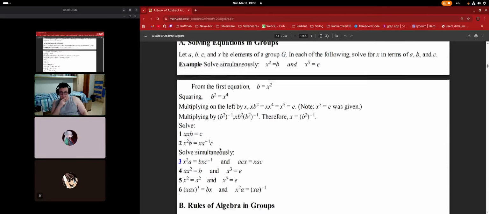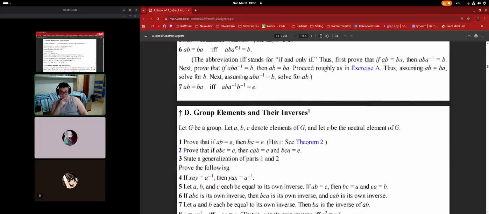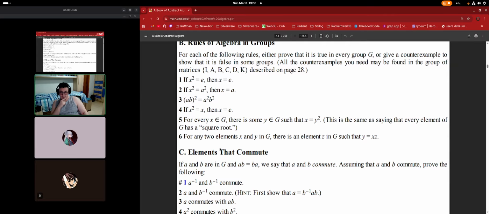Okay, so where are we? We're here. For any two elements x and y in G, there is an element z in G such that y is equal to xz. This means that, well, I don't know if this is true for every group, but I think this is true for the table, right? I think it even says in the text that this is true.